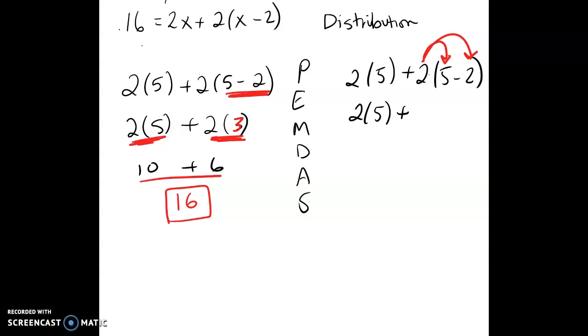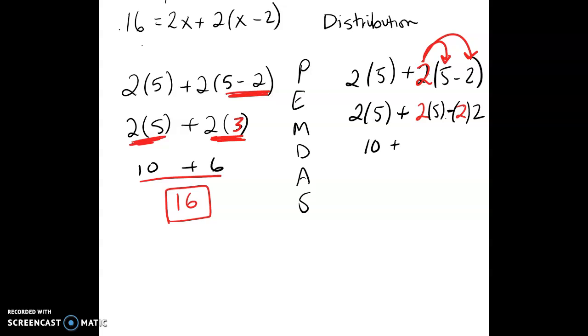2 times 5, so I'm going to write the 2 in a different color so you can see where it goes. 2 times 5, so here, and then the 2 times negative 2. So minus, pulled down from there, and then this 2 is distributed. So the 2 here I put in red. And now because I've gotten rid of the parentheses, I have 3 sets of multiplication, and then I have addition and subtraction.